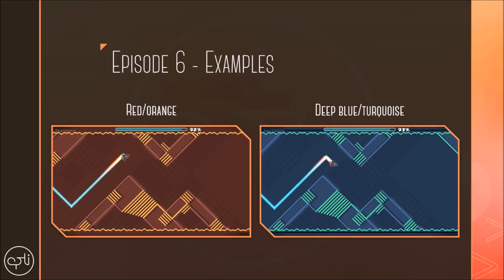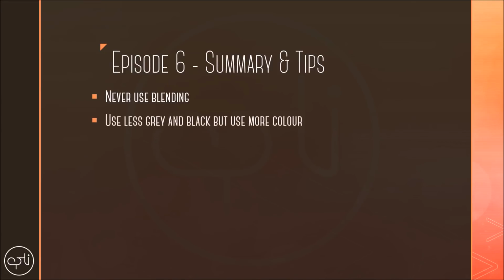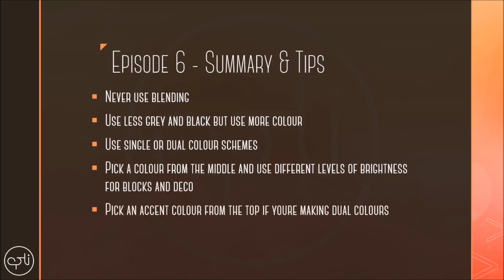So just to sum up this episode: never use blending unless you're making the Charters effect. Use less gray and black, but use more color instead. Use a single or dual color scheme. Pick a color from the middle and use different levels of brightness for blocks and deco. Pick an accent color from the top if you're making dual colors. Practice and ask for advice.